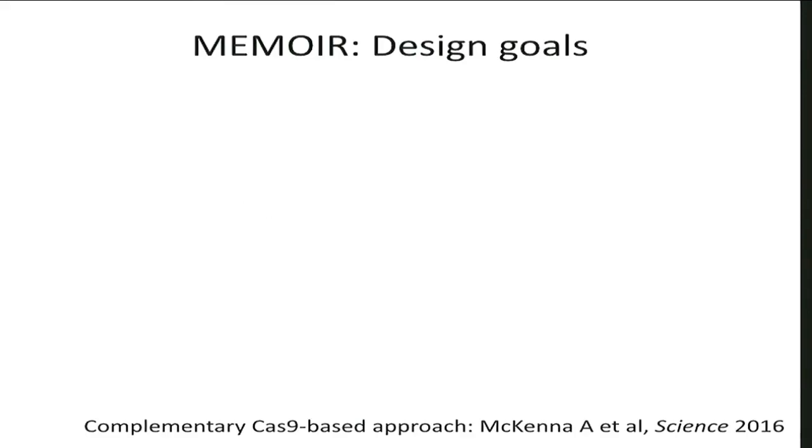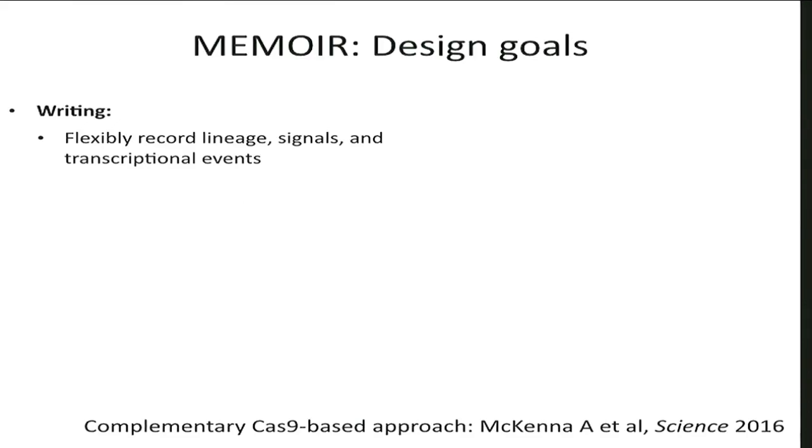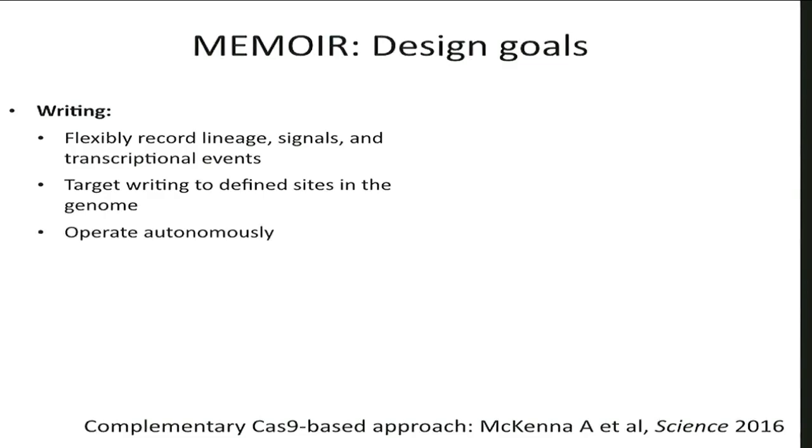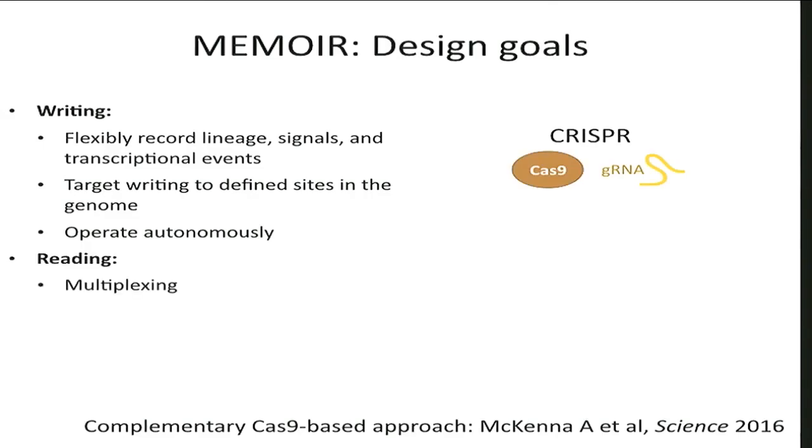So MEMOIR, we had several design goals that can be categorized into two processes. First is writing. So for writing, we want to be able to record lineage, but also signals and transcriptional events going on inside cells. We want to be flexible. We want to be able to target the writing to defined sites in the genome so we can find the information that we wrote. And we want this system to operate autonomously so we don't have to manipulate it. So it can occur inside an embryo, even if it's not directly manipulable. And of course, the obvious tool for this is CRISPR, which can write mutations at any site in the genome that we choose.